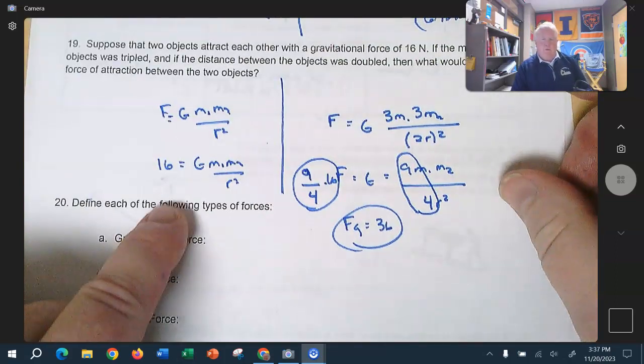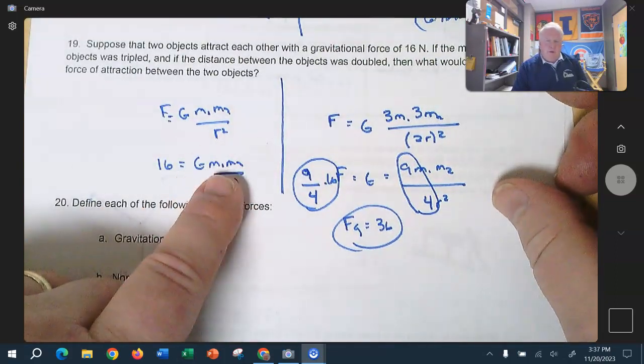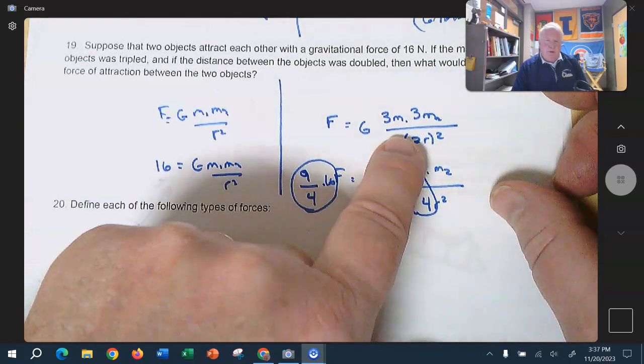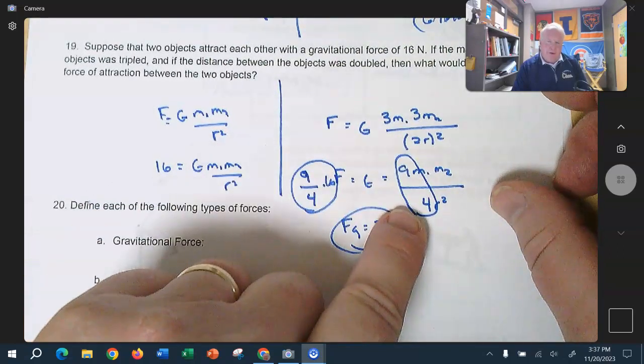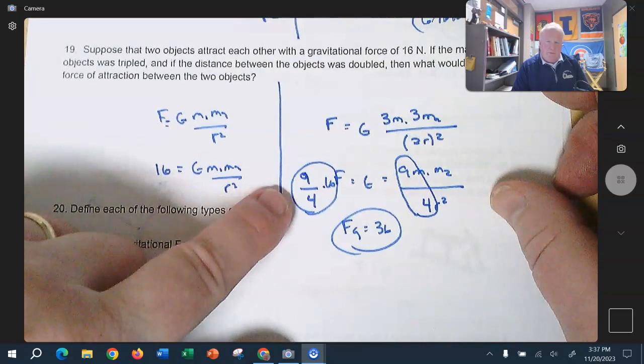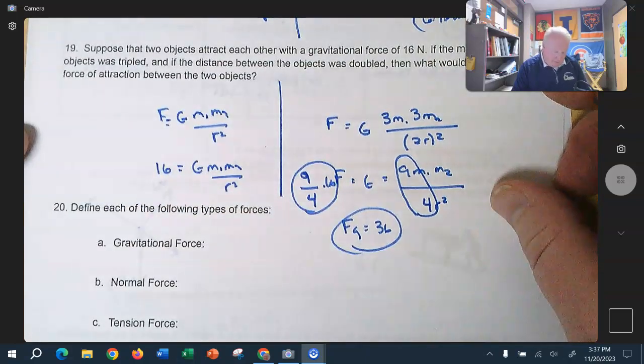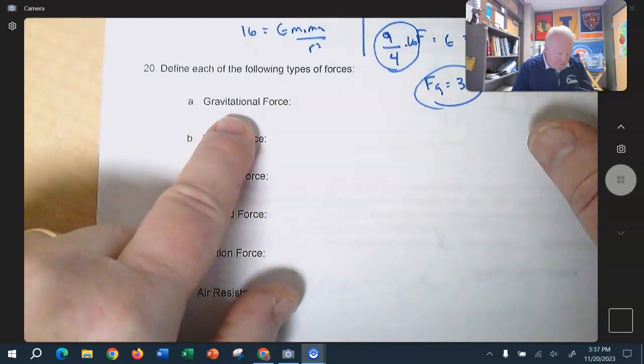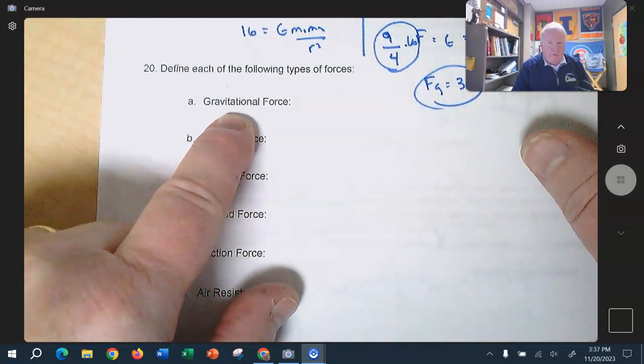So remember, write down the equation, write down the new stuff, simplify it. Whatever we do to one side, we have to do to the other side, and that will get us the answer.